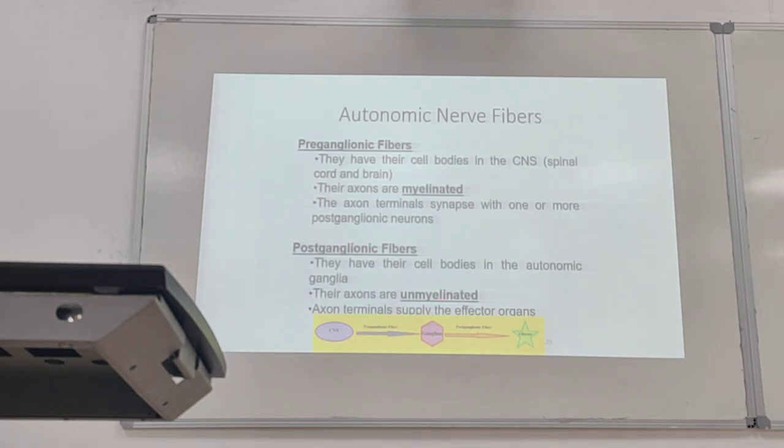Where does the preganglionic fiber start? Central nervous system. Where does the postganglionic fiber start? Ganglion. Where does the preganglionic fiber end? Ganglion. Where does the postganglionic fiber end? Effector.